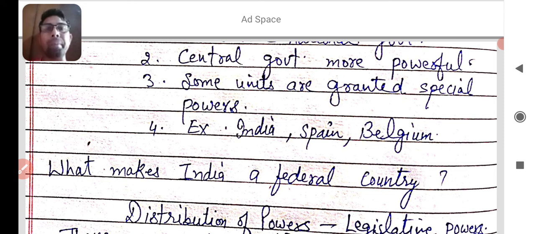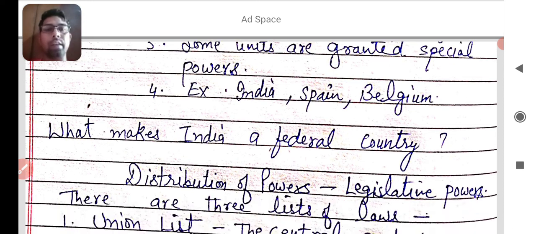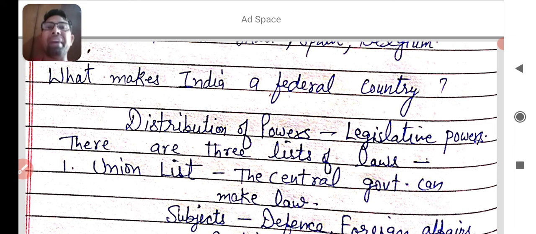Differentiate between coming together federation and holding together federation. I think you got the point. And the next, what makes India a federal country? You learned that in the features. And in the next point yesterday, how can we say that India is a federal country? We learned that India is a federal country because there is distribution or decentralization of power, and there are different levels of government. There is judiciary and there is constitution and there is different jurisdiction.